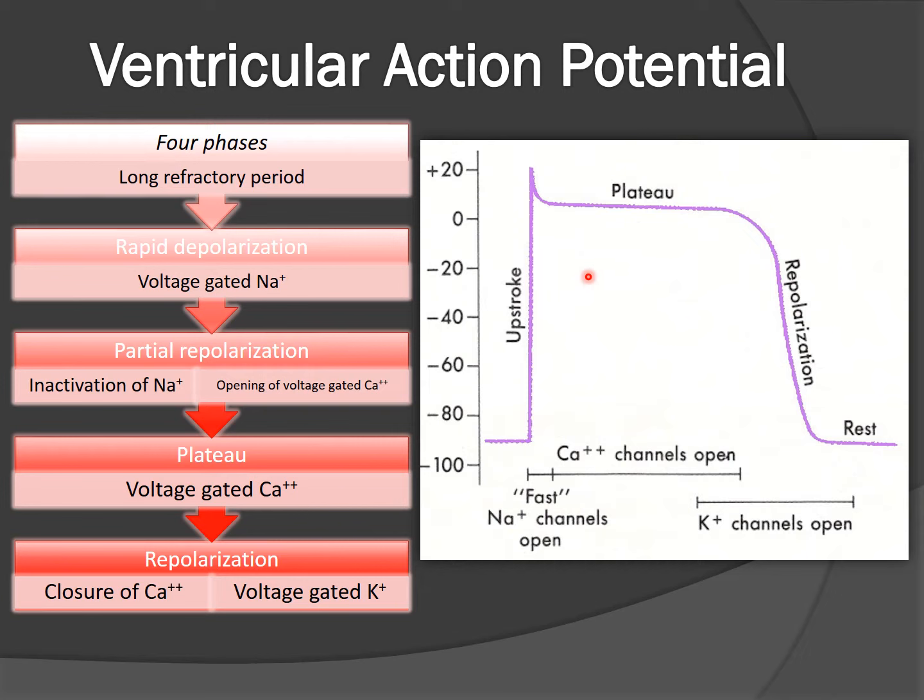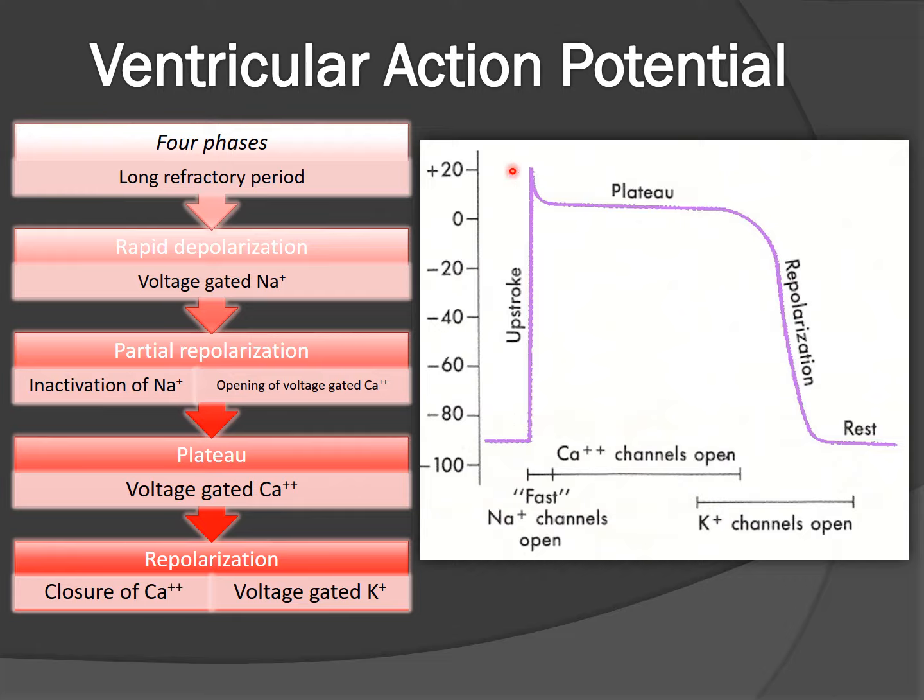The ventricular action potential has a different shape, different values for the voltages over here, and even different ion channels involved in it. So first off, the resting membrane potential is at -90. That's really low. Peak potential is at about +20.